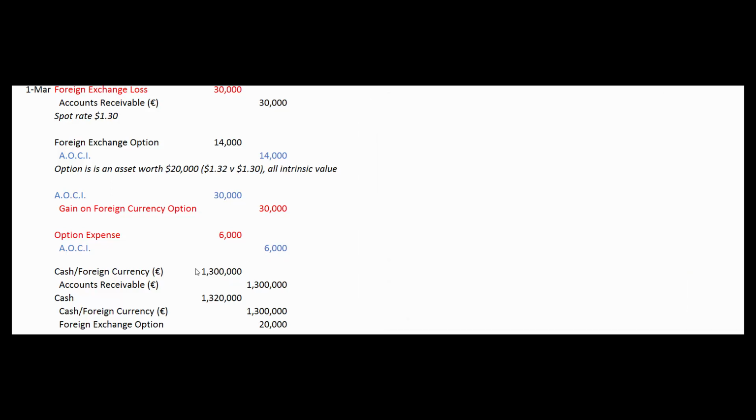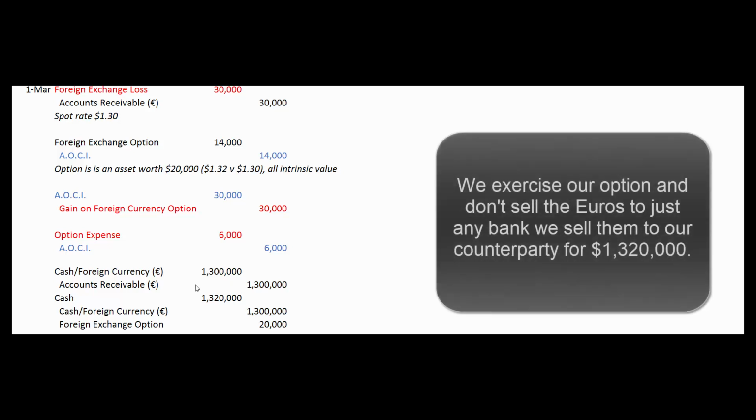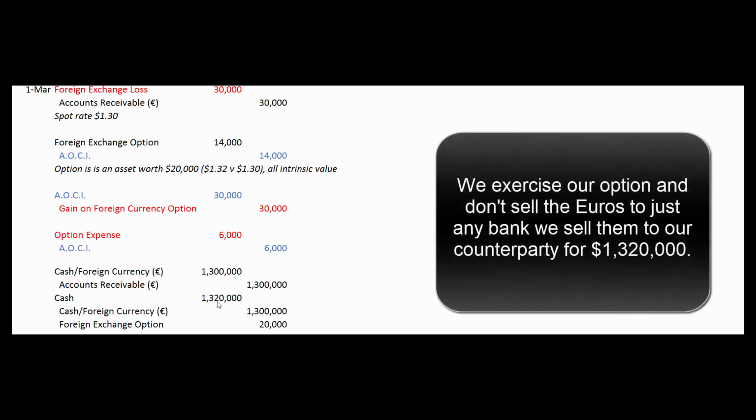We collect the €1,000,000 that are worth $1,003,000 on our books. We take the receivable off our books. We exercise our option, and so we have $1,320,000 worth of US dollars. We take that receivable off our books, and we take that foreign exchange option off our books.